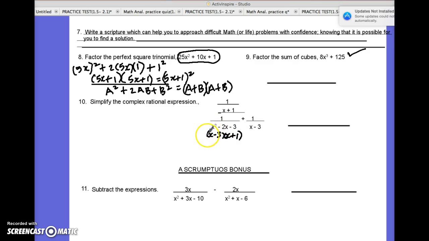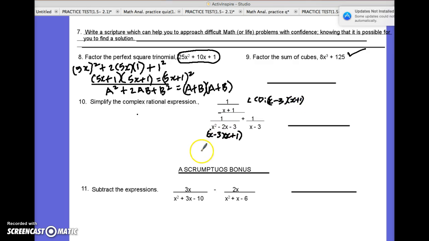Okay, so when we look for the LCD, we find we have a denominator of x minus 3. X minus 3 is already here. X plus 1 is here. So the LCD, let me write it here. The LCD is x minus 3 times x plus 1.